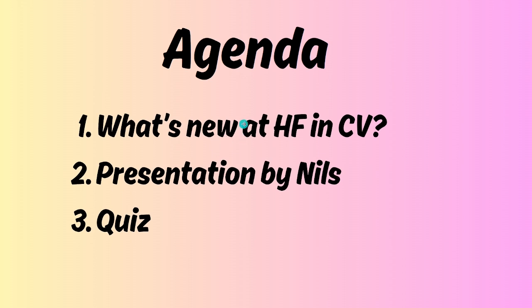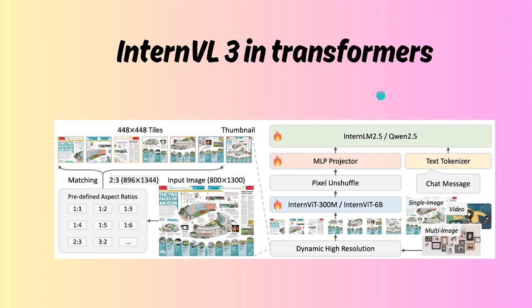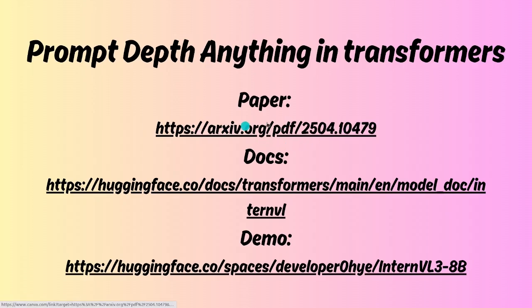But now we start with, what's new? The first thing I put here is InternVL3 in transformers, right? InternVL is a vision language model, as the name suggests, the third version of it. And it's pretty high up in most benchmarks they show, of course, as always, right? And you can use it with the transformers library now.